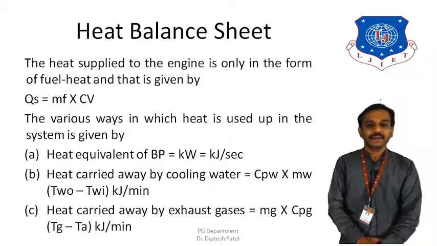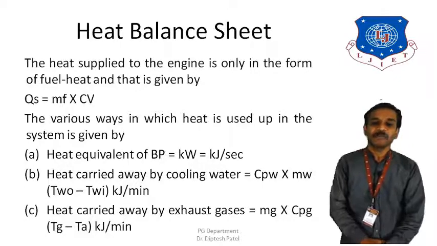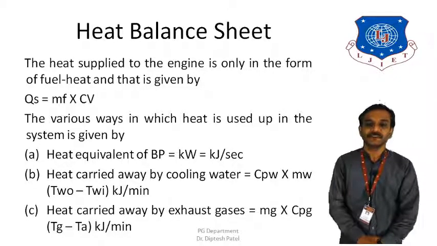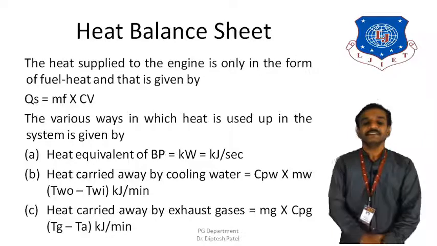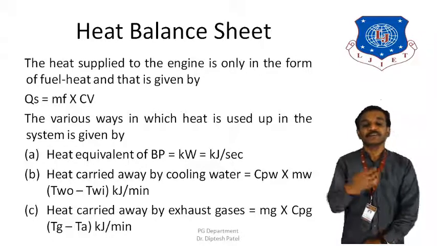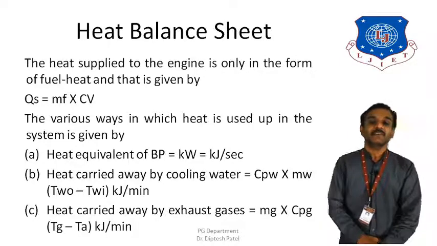Then heat carried away by cooling system, and the formula is CPW into MW into (TWO minus TWI), where CPW is specific heat of water, MW is mass of water, TWO is temperature of water at outlet, and TWI is temperature of water at inlet. So this is how you can calculate how much amount of heat is lost in cooling water.